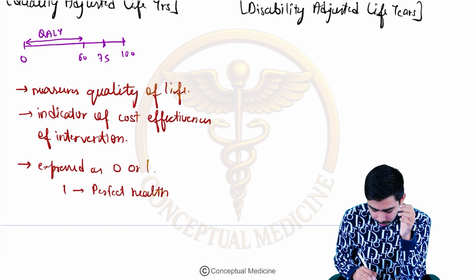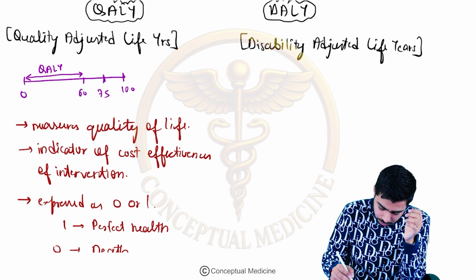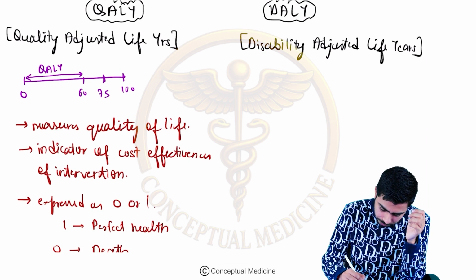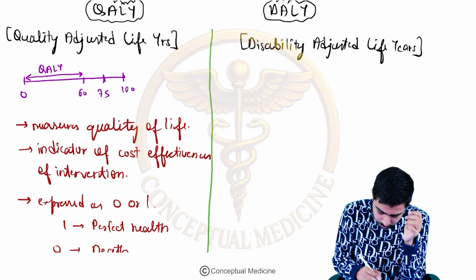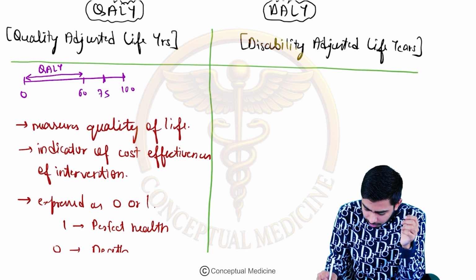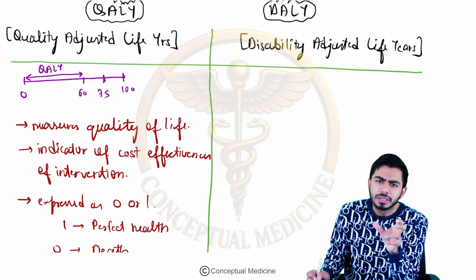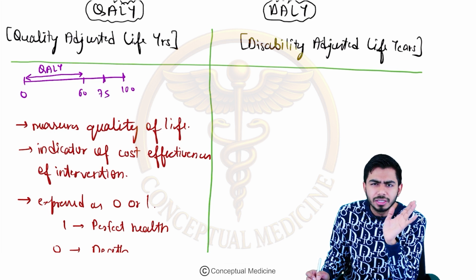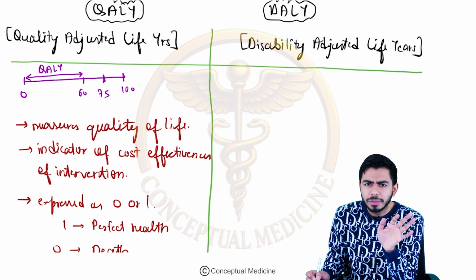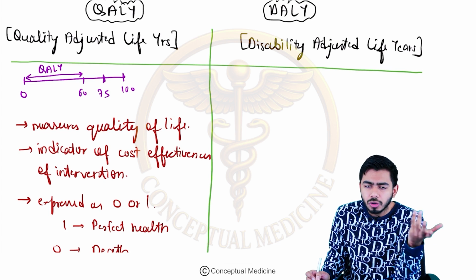1 means perfect health and 0 means death. Okay, if you talk about quality adjusted life years, that is done. If you compare the disability adjusted life years, disability means the number of years the person might have spent in disability, right? That is the disability adjusted life years. Or the person might have died prematurely, right?